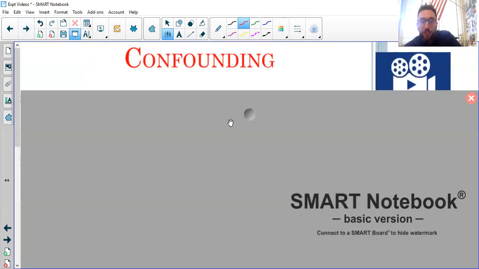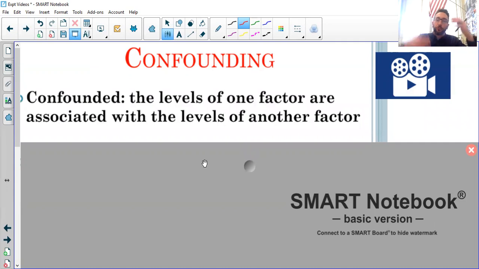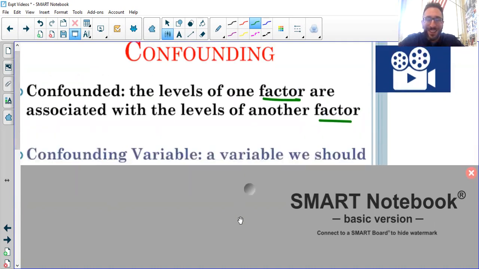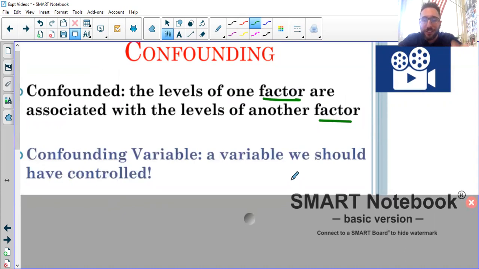The textbook definition of a confounding variable would say the levels of one factor are associated with the levels of another factor, and a factor is just a variable. Now, this textbook definition probably doesn't mean much to us. I think we're better off looking at an example. Before we do that, a confounding variable is oftentimes something that I should have controlled. It's something that I should have known could be a potential issue in allowing me to establish a relationship between the IV, the explanatory, and the response, the DV.